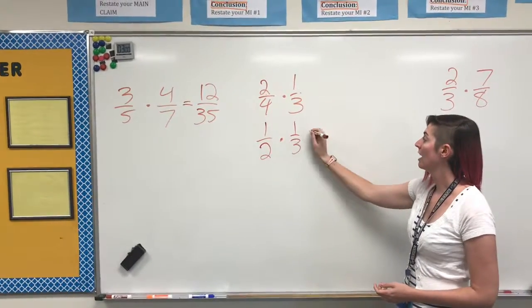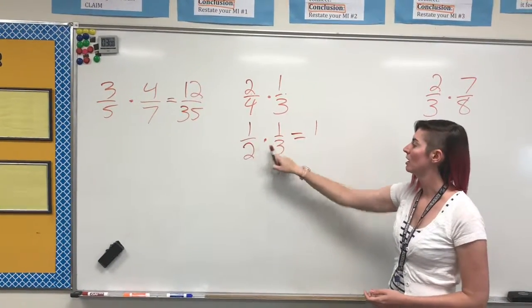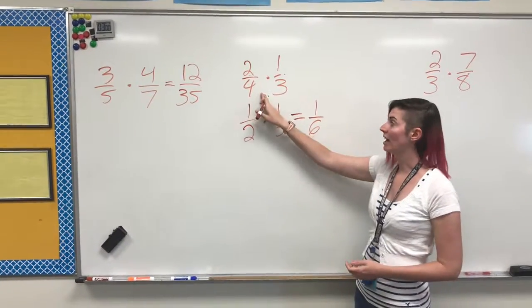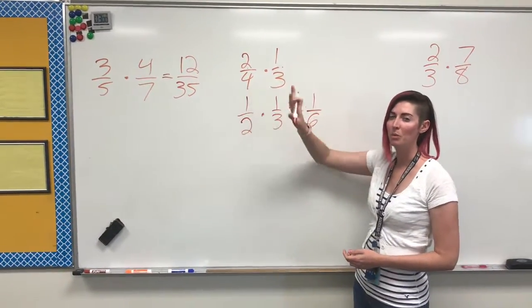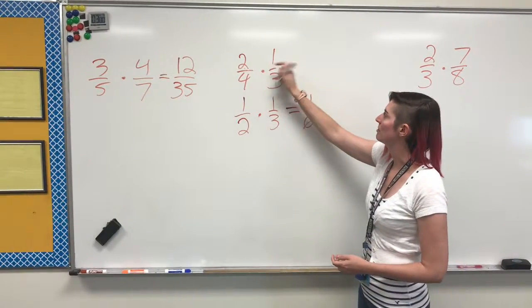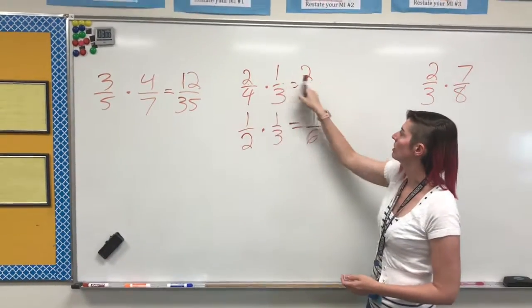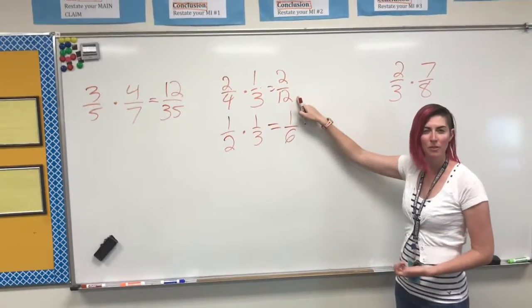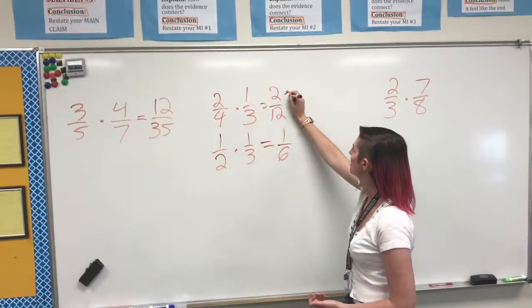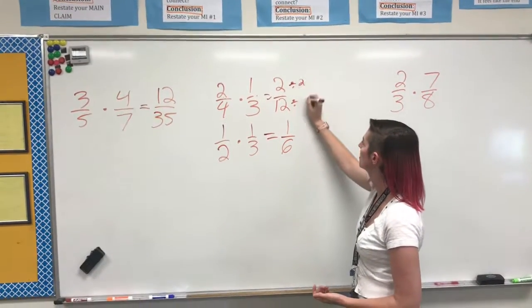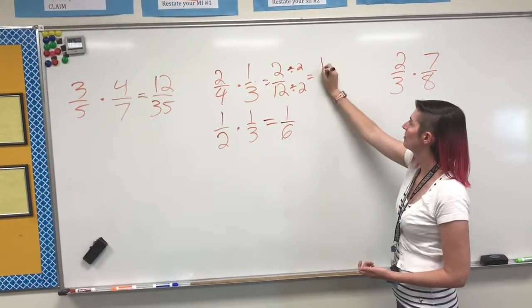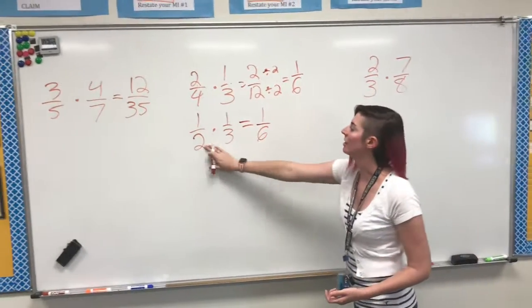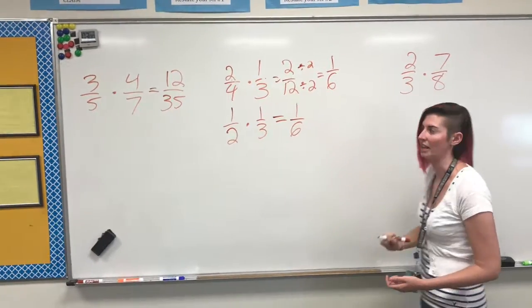So we go top times top, which is 1. 2 times 3, bottom times bottom, is 6. Now we could have easily gotten to this answer up here as well, but we would have had another step. So if we did top times top, we had 2 times 1 is 2, 4 times 3 is 12. You can see that we could have simplified this at the end and divided by 2 afterwards and still ended up with 1/6. This is just an easier way so that we're not dealing with bigger numbers at the end.